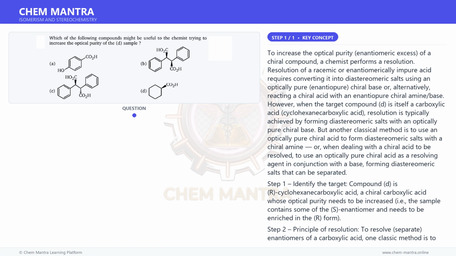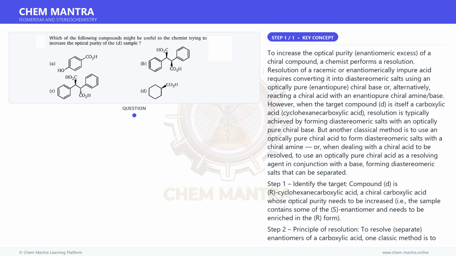Step 1. Identify the target. Compound D is R-cyclohexanecarboxylic acid, a chiral carboxylic acid whose optical purity needs to be increased, i.e., the sample contains some of the S enantiomer and needs to be enriched in the R form.